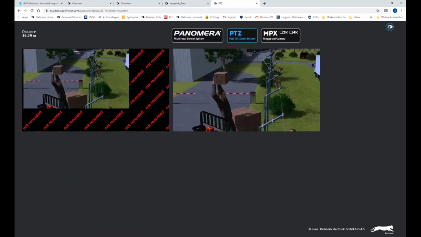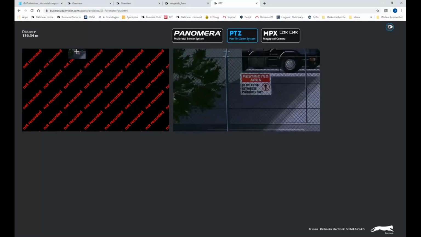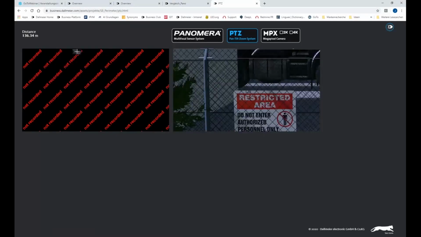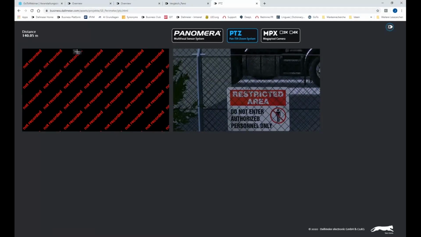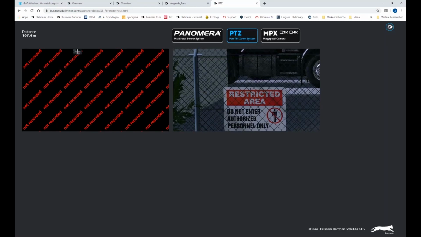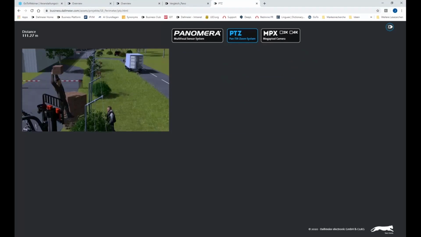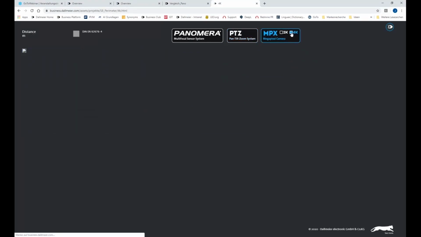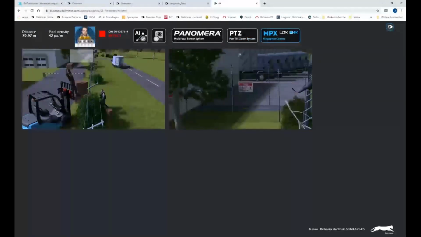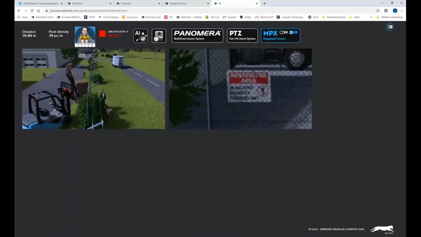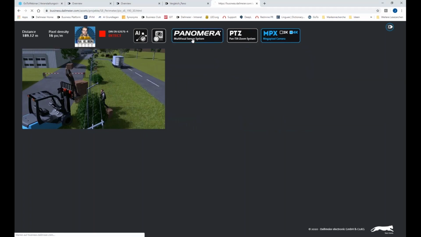I use a PTZ camera. Of course, I have a great resolution, can clearly read what's on that sign there, but I don't see the two guys anymore who throw a parcel across the fence. Same thing, megapixel camera. I go into the far back. Pixel density 39 pixels per meter, 76 meters distance. I can't read the sign anymore.